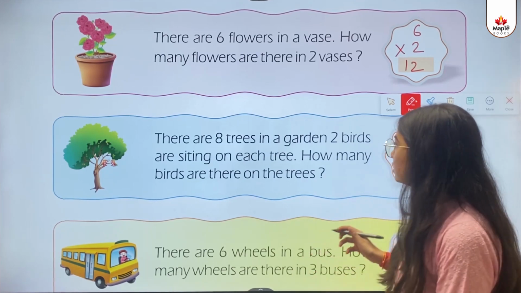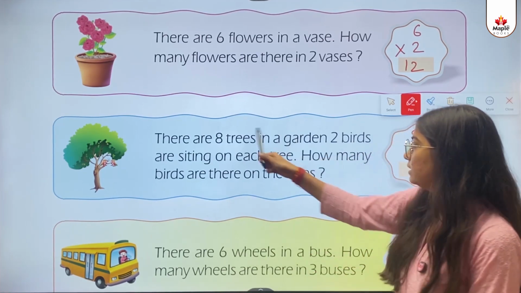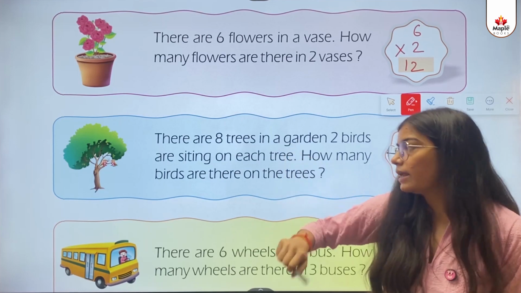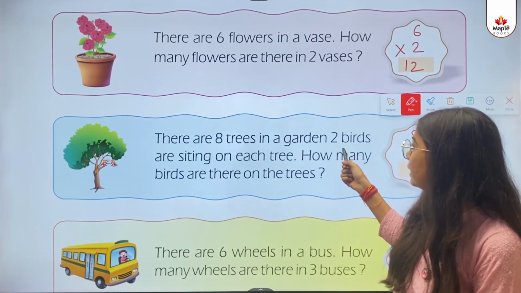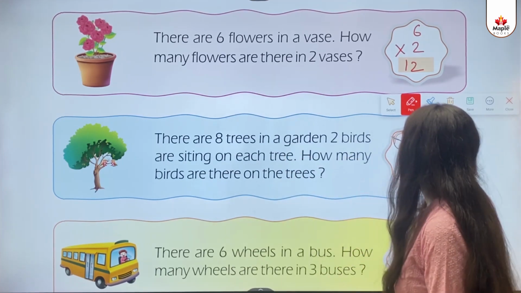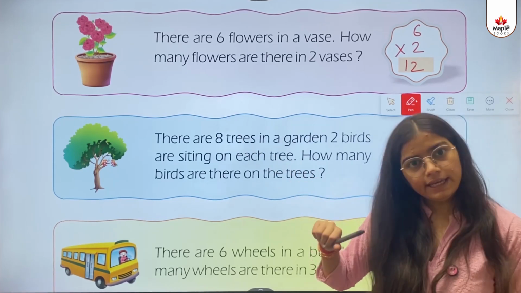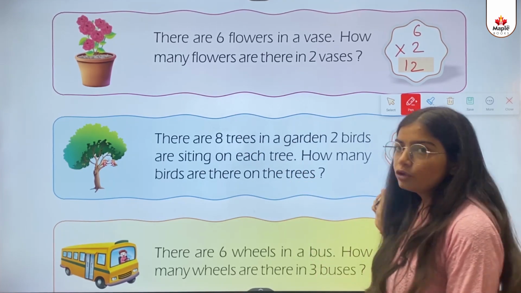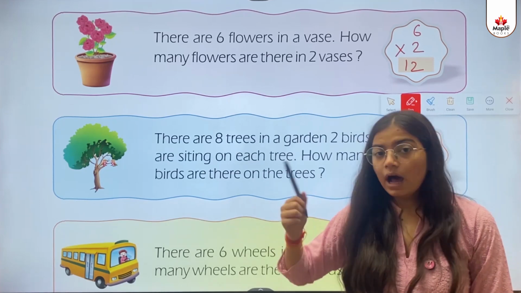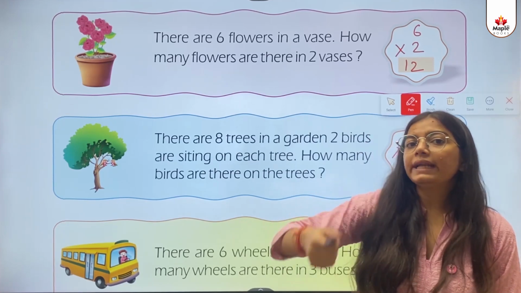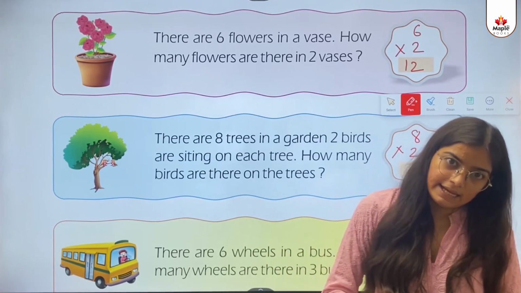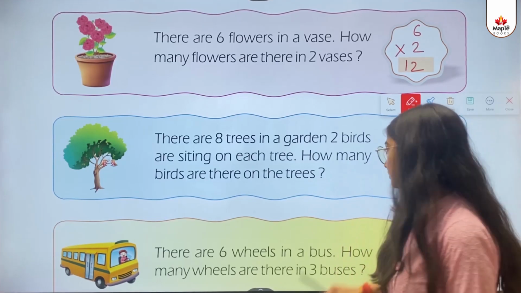So we'll write first here about the trees, that is 8 trees in a garden. Then how many birds are sitting? Written here 2 birds. So what will we write? 2. Then we'll multiply this with each other. Now 8 2s are, or 2 8s are, is the same thing. So 2 8s are 16. 16 is the correct answer.